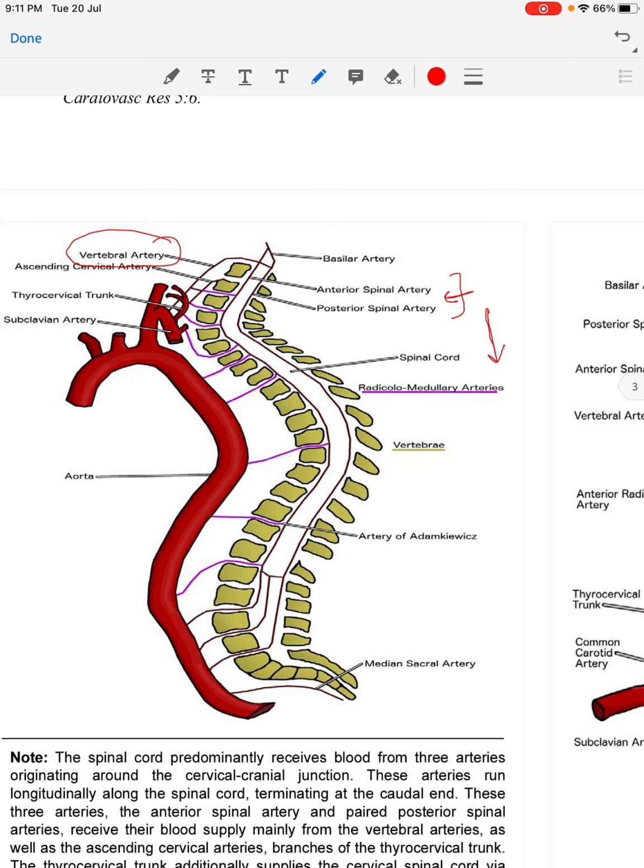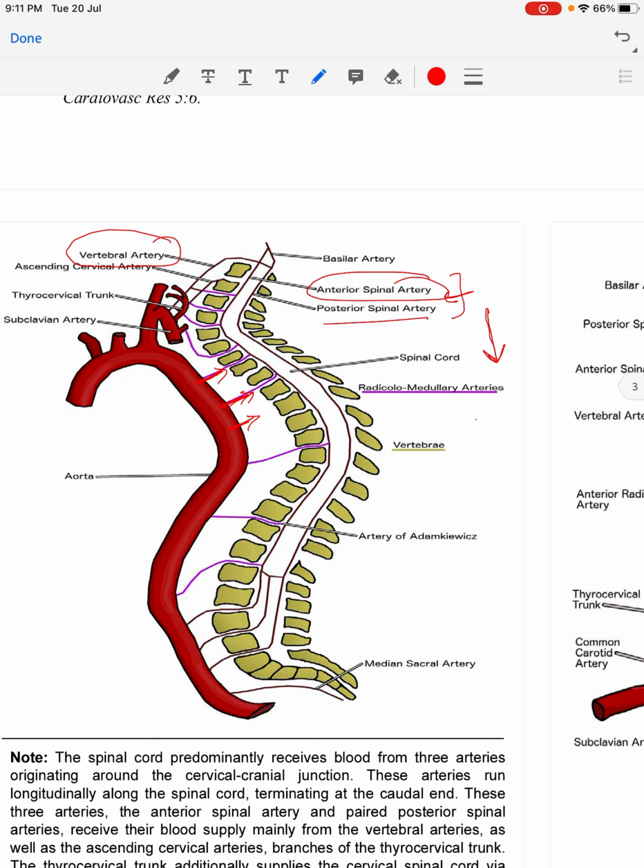They descend downwards anteriorly and posteriorly and supply the anterior and the posterior part of the spinal cord. Plus, at each level there are segmental arteries or the intercostal arteries which take origin from the aorta, and they supplement the anterior spinal and the posterior spinal artery.